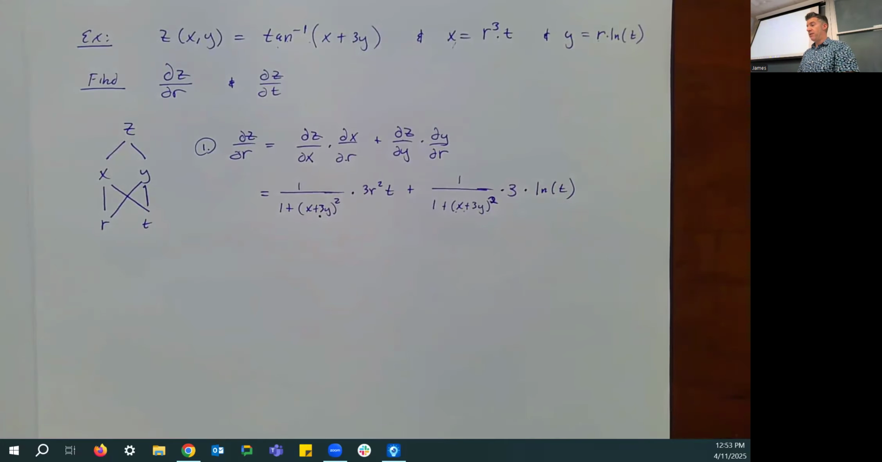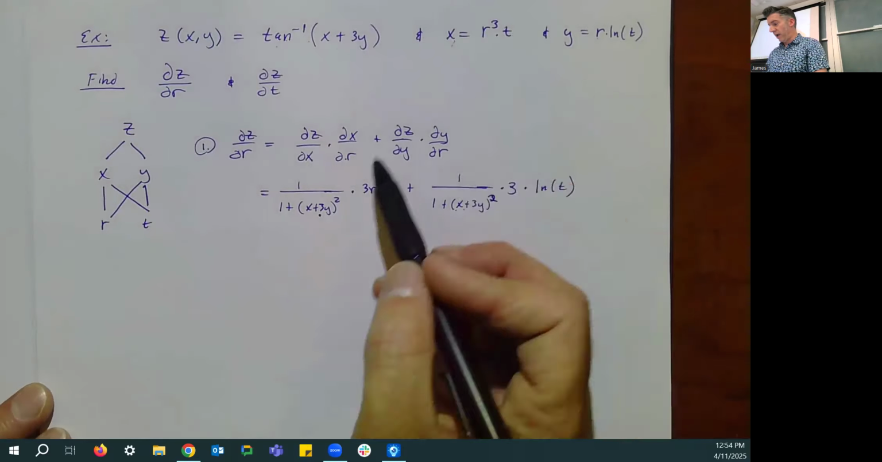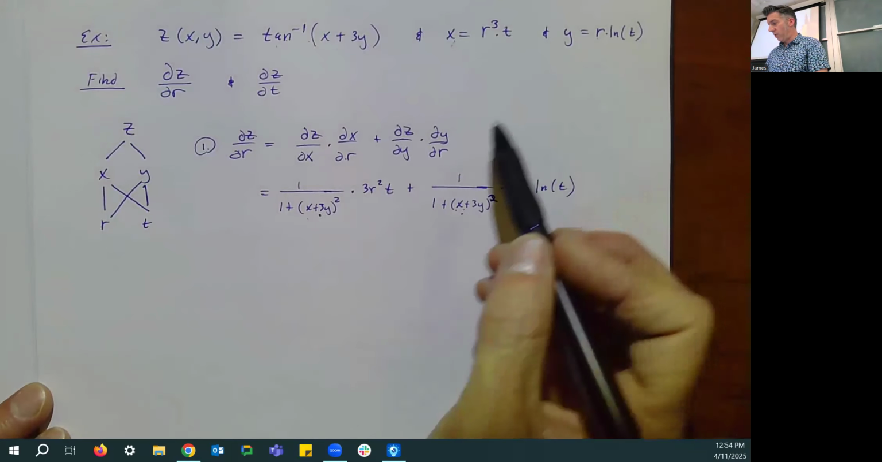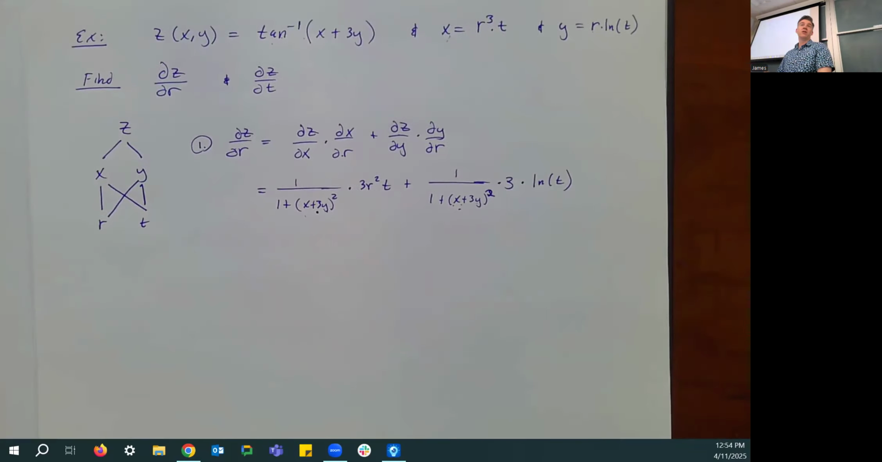Nice. And then again, you can plug in that x is equal to r cubed t and y is equal to r natural log of t to have a more satisfying answer. Usually we don't do that, to be really honest. We just usually leave it here because everybody reading your work knows that x is equal to r cubed t and that y is equal to r natural log of t. It's written right on the page, so they can also just see that we've done the right thing. If we wanted to, we could plug in that for x there, and that for y there and there. But there's really no need to.